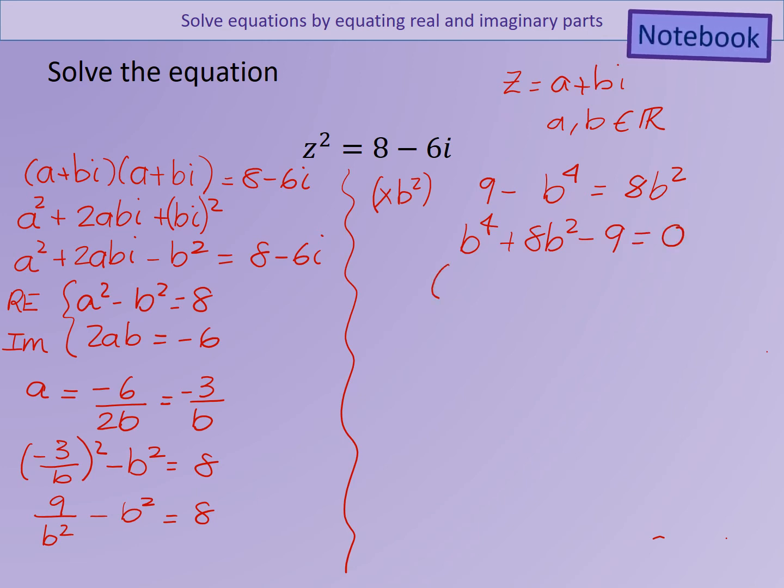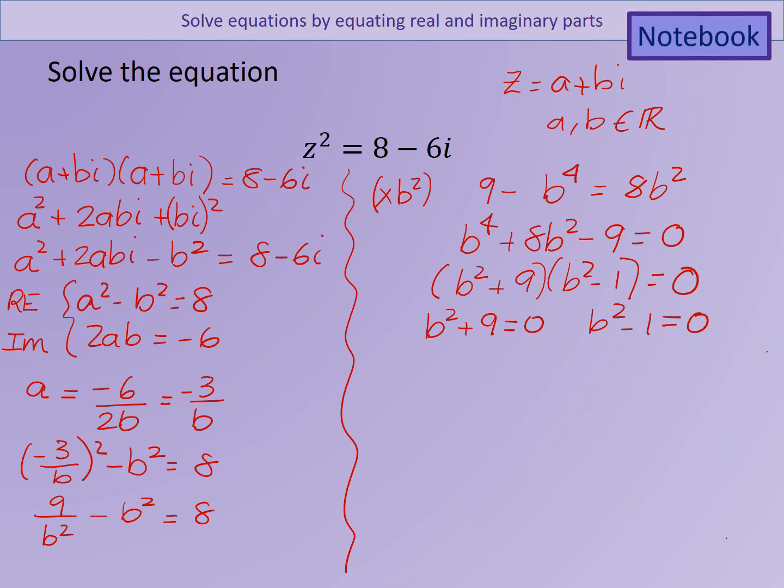And this will nicely factorise. So we have b squared plus 9 and b squared minus 1 equals 0. And solving each of these, so we have b squared plus 9 is equal to 0 and b squared minus 1 is equal to 0. Now the equation on the left, b squared will be equal to minus 9. We stop at this point. Since we defined a and b to be in R, if we continue to solve, b squared is equal to minus 9, that would mean that b would be a complex number. Therefore, there are no solutions to this equation.